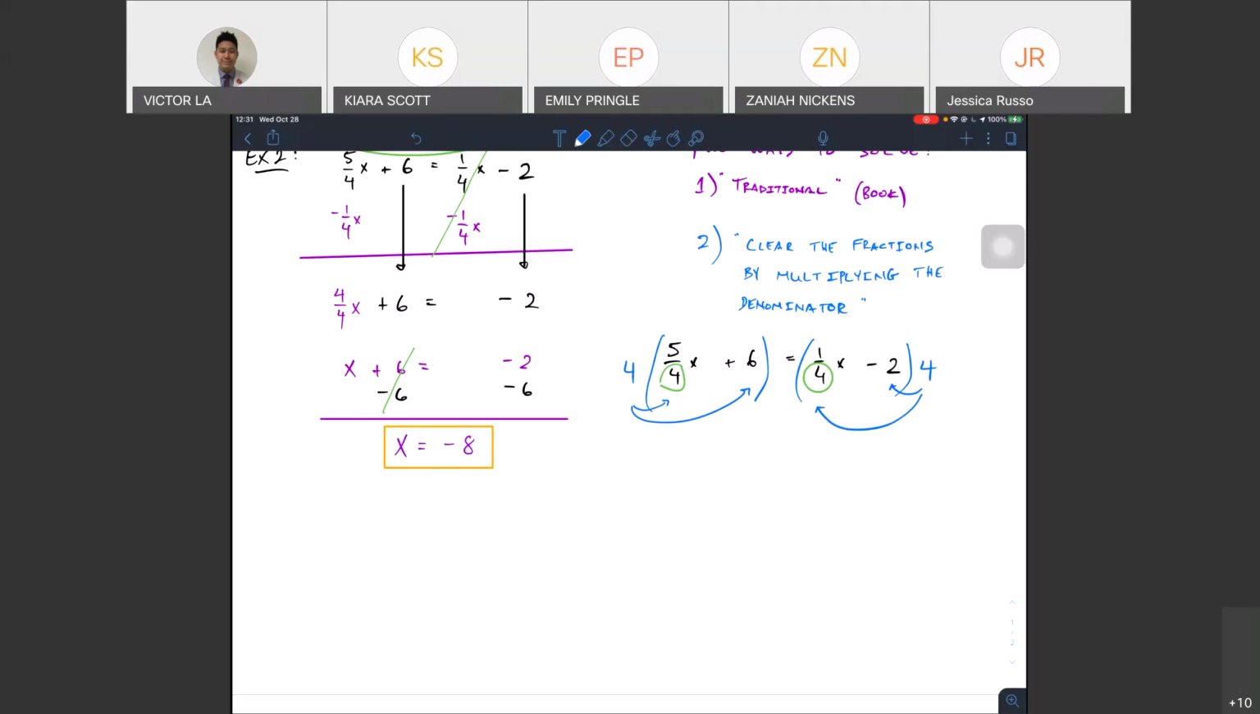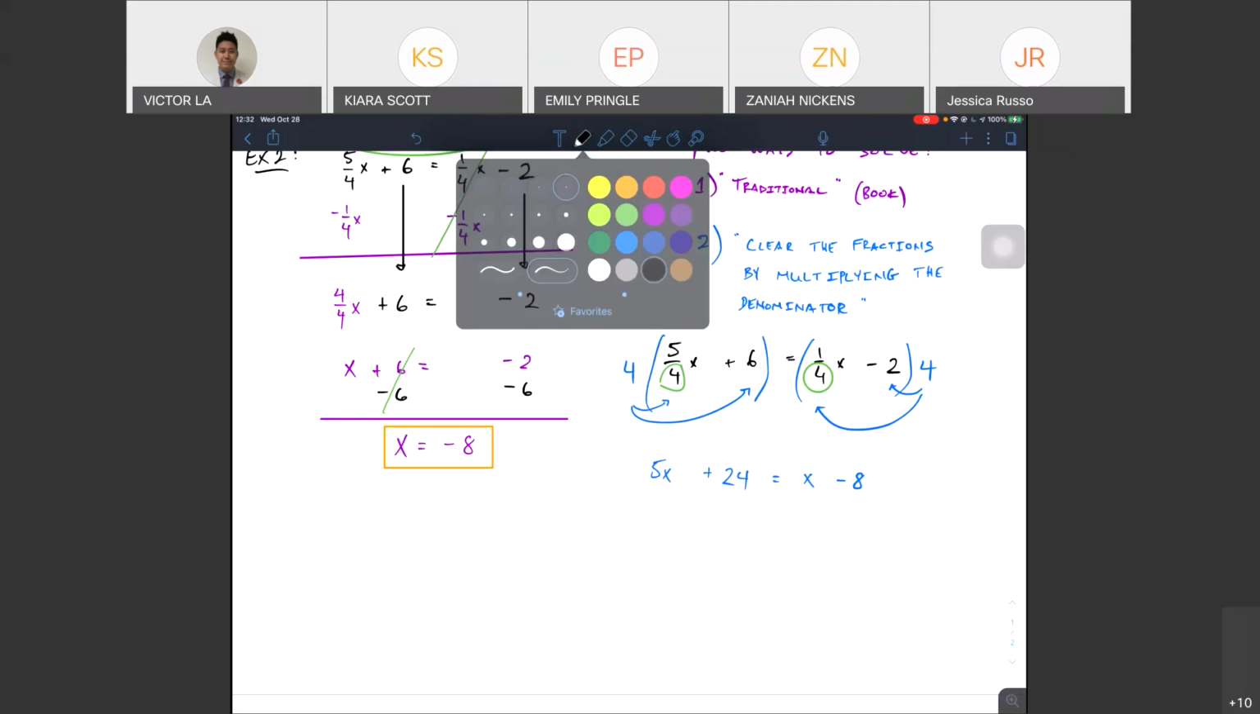And yes, one might argue that, hey, but the numbers are going to be bigger, professor. Look at it. The numbers end up being 5x, because the 4's cancel, plus 24 equals just a single x, right? 1/4 x times 4 minus 8. So you might argue, oh, but the numbers are bigger. That kind of sucks. And it does. But you forget that, remember, we can use calculators here. So now you just have to ask yourself, what is more worth to you? Do you want to mess with the fractions, or do you want to clear the fractions as such? Then everything else is the same.